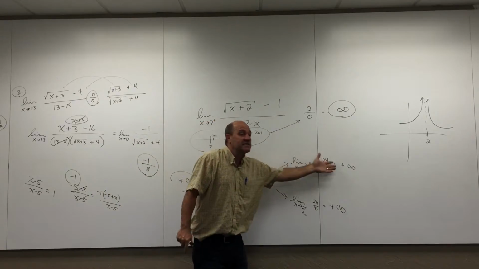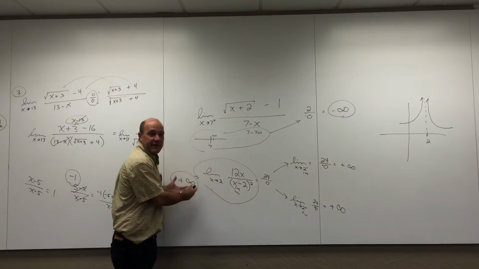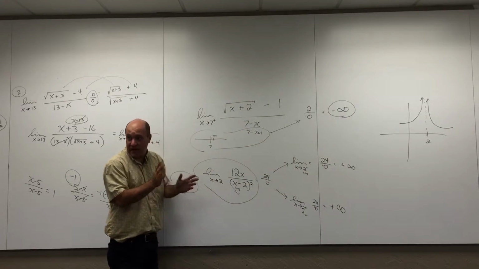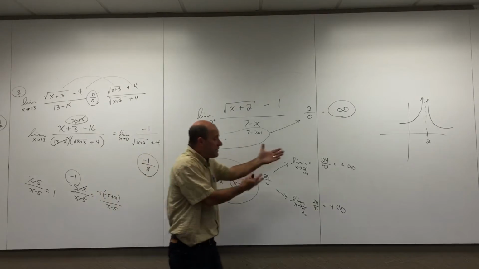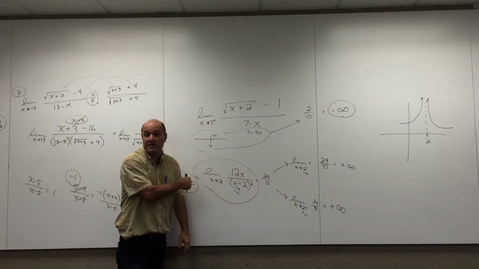Now, what if one had been positive and one had been negative? Then what do I say about this? Does not exist. Right. When the left and the right aren't the same, I say does not exist. But if they're both headed to positive infinity, I call the answer positive infinity.